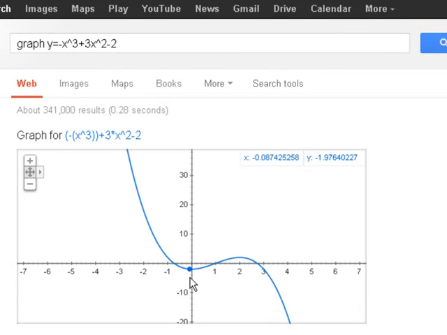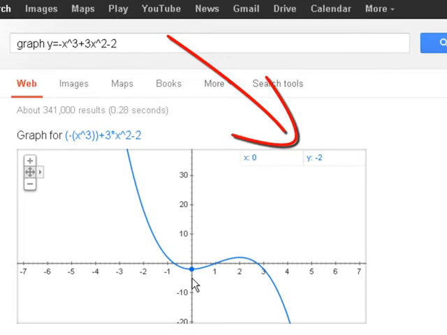And looking at this, I can see that it would be a horizontal tangent at 0 and negative 2, and another horizontal tangent at 2 and 2.